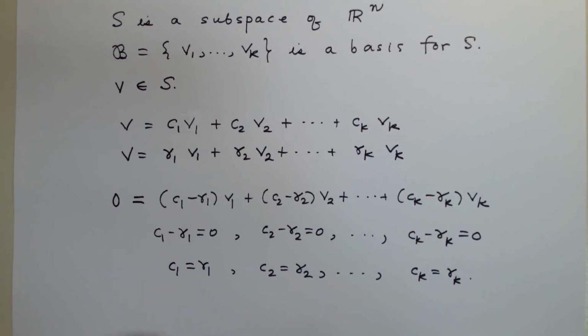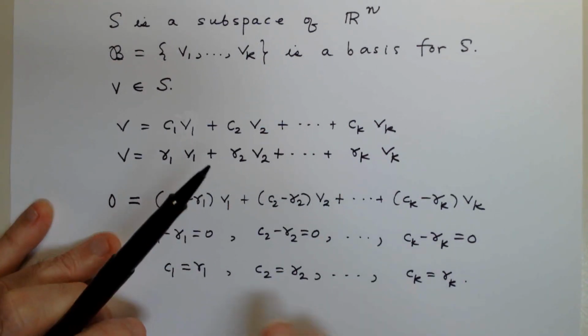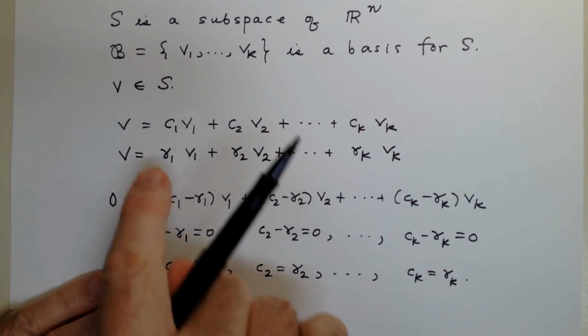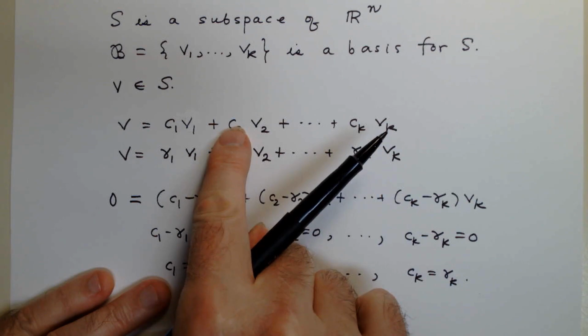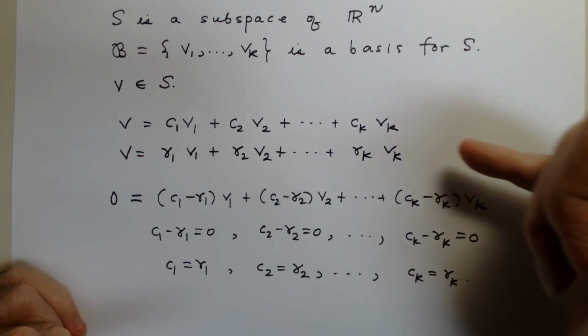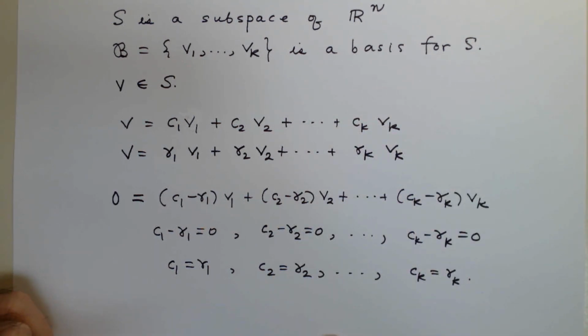So in other words, I really don't have two different representations for the vector v. c1 and gamma 1 are the same, c2 and gamma 2 are the same, on out to ck and gamma k are the same. In other words, this is the same representation, all right?